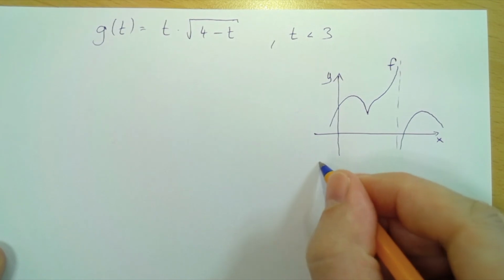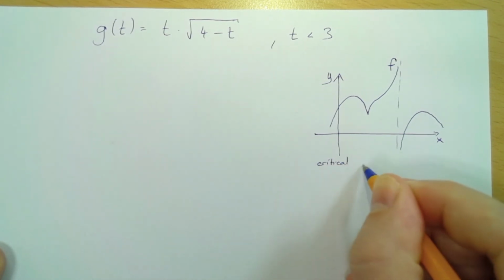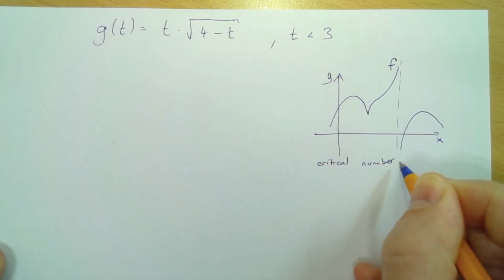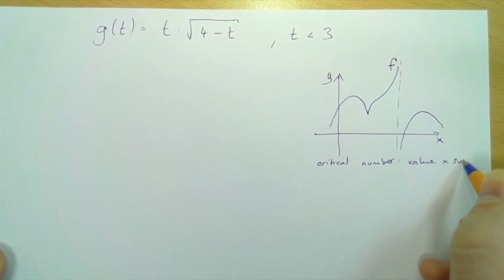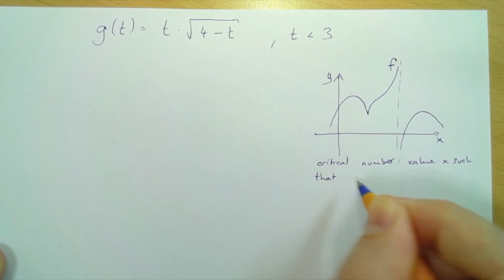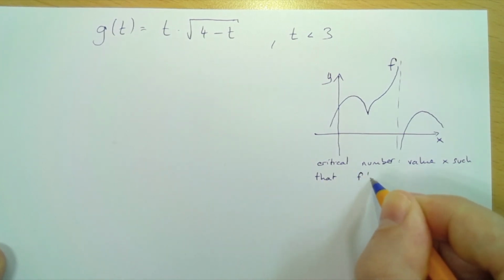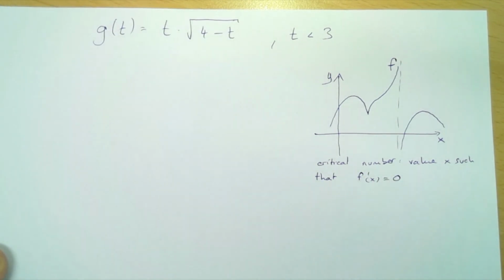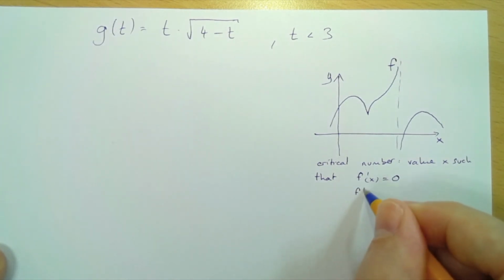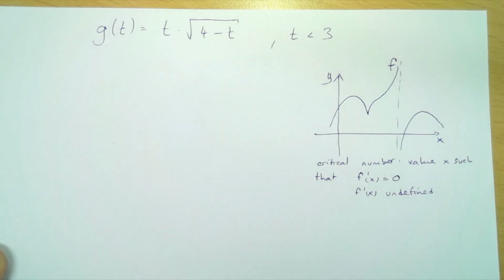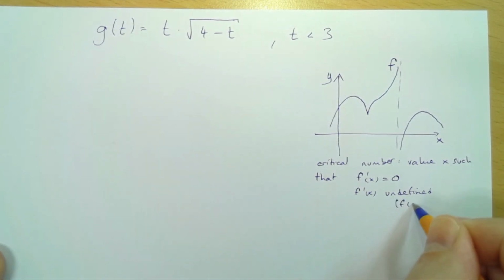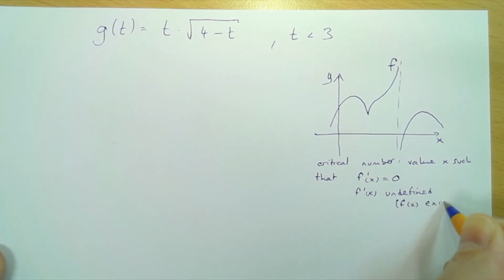So a critical number is a value x such that either f prime of x equals 0, which means horizontal tangent, or f prime of x is undefined. But there's a caveat for critical numbers. F of x needs to exist.